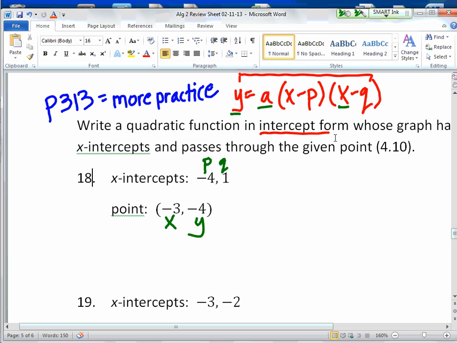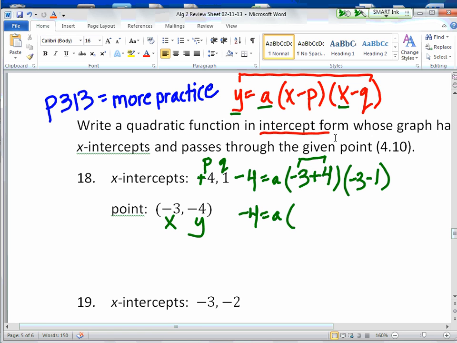Okay, so let's plug in what we have to find a for question 18. We have -4 equals a times x goes in as -3 minus p. P is negative, so minus a negative gives us positive 4. x is -3 once again, minus q. q is positive 1, so we get -1. Then you do need to combine within the parentheses, so this will give us -4 equals a times 1 times -4. So we get -4 equals -4a.